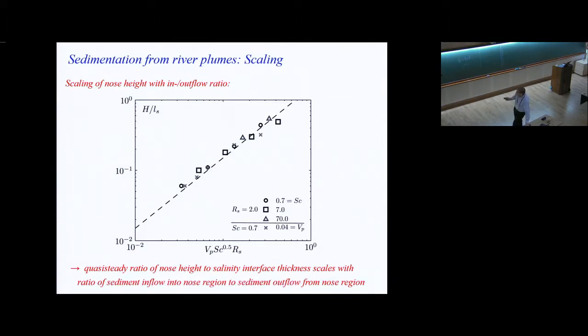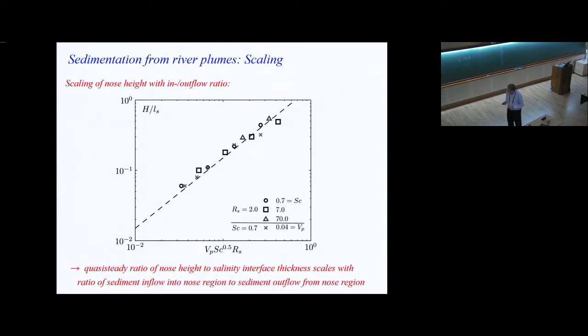We can plot that as a function of this dimensionless grouping here, which you can think of effectively as the particle size in some sense. So down here we have small particles, up here we have large particles, and if we do that, then all the results collapse onto this one line. And so what that tells us is that for small particles, we have a relatively small nose height. For large particles, we have a larger nose height.